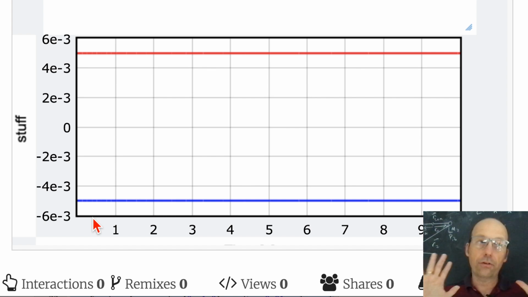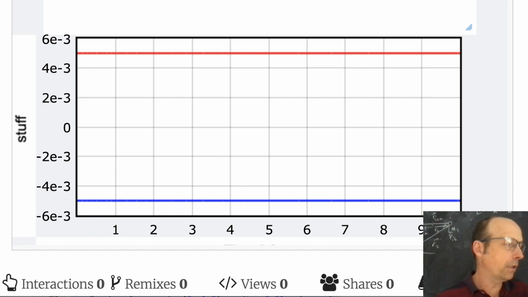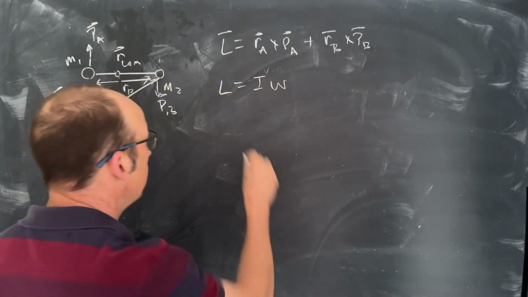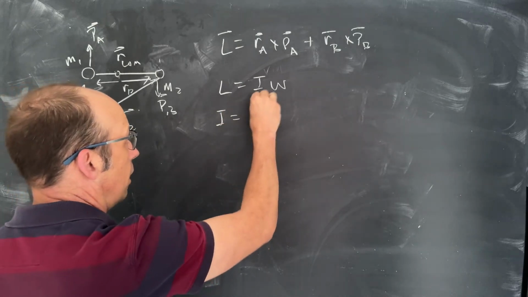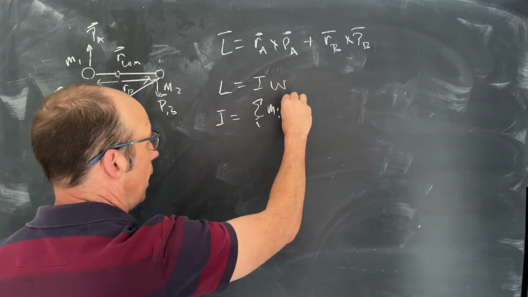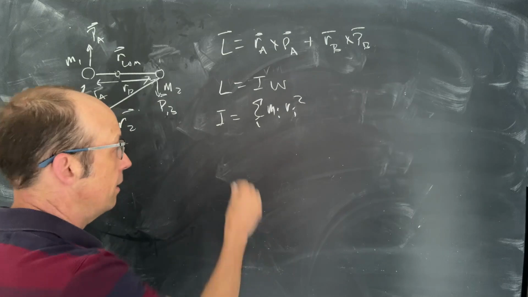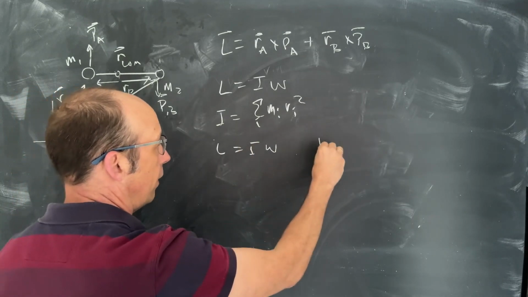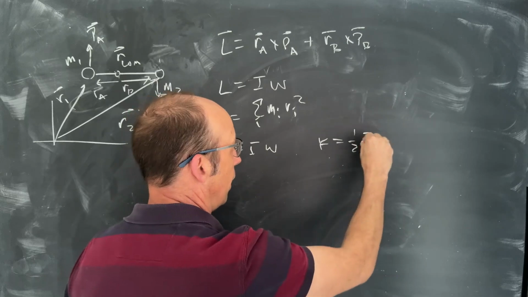I think we're good. So we've shown that if we define the moment of inertia as I, the sum over i, m_i r_i squared, then I can write the angular momentum as I omega. I can write the kinetic energy as 1/2 I omega squared.